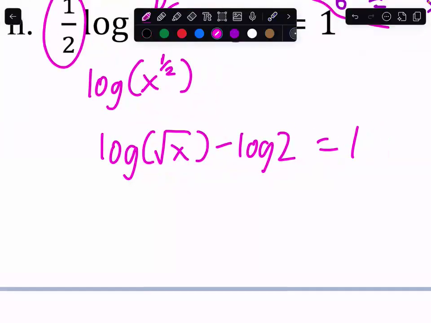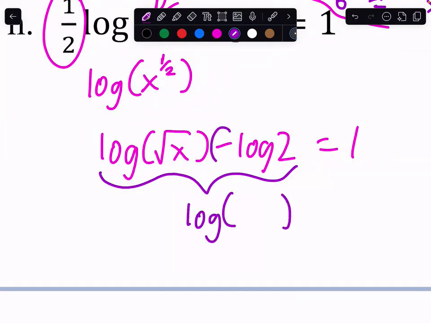Okay, so we now are ready to combine the two logarithms into a single logarithm. These are both common logs, so you keep it common log. But the new argument, because it's subtraction, you divide this by that. So square root x over 2. The other side is unchanged. We haven't affected the other side yet.